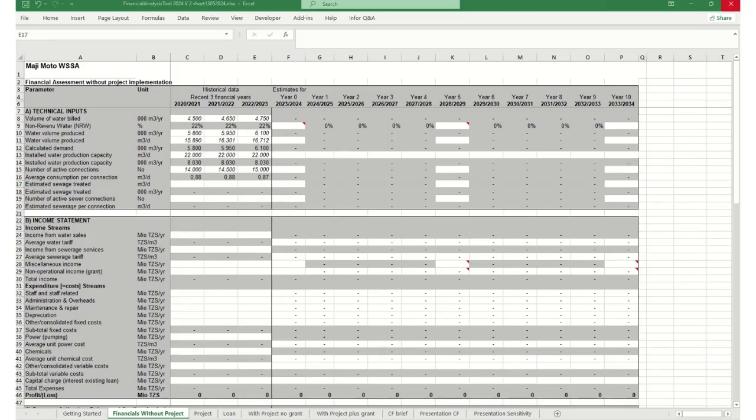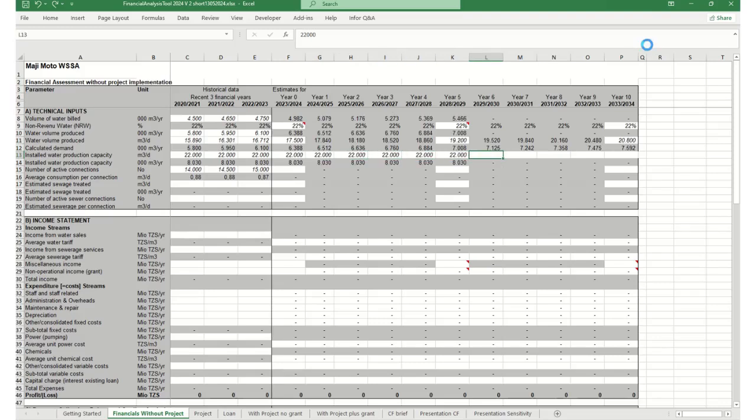For the projections, we enter the estimated technical data for the next 10 years. While some of these figures can be found in your business plan, remember to always check these against plausibility to ensure that the estimates are as realistic as possible.